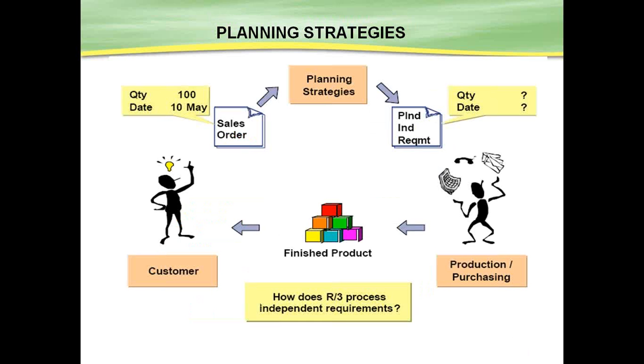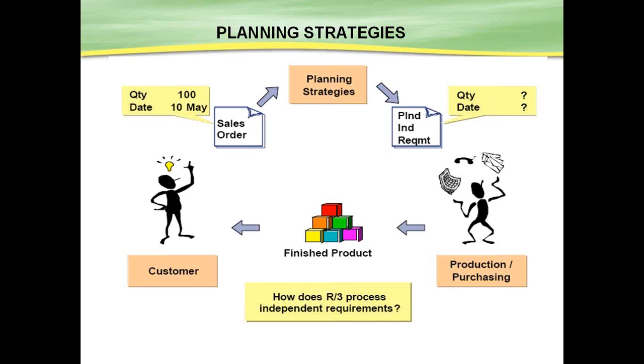Now we see what are the different kinds of production strategies in production planning. There are two kinds of production strategies that work in the production planning module. The first one we call the make to order scenario. Second, we call it the make to stock scenario. I'll give an example of an industry.